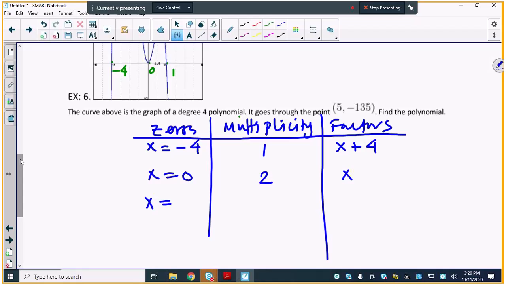The third solution is x equal to 2. Multiplicity is odd because this time you are crossing the x-axis. So we will start with 1 and the factor will be x minus 2. Because the multiplicity of 0 is 2, I should say x squared. Now let's just add the multiplicity to get the degree. 1 plus 2 is 3 plus 1 is 4. And remember, I wanted a 4th degree polynomial, so it is good.